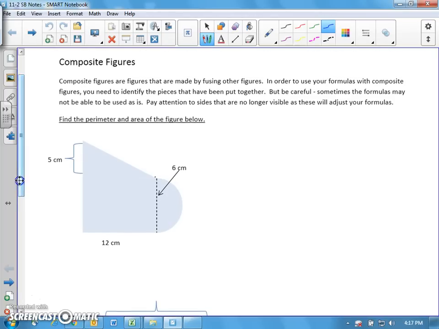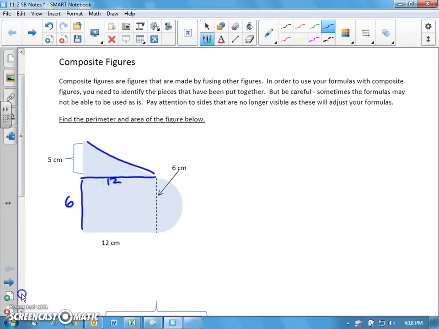What we're seeing is we have a triangle on top of a rectangle with half of a circle stuck on the end. We're asked to find the perimeter and area, so let's start by figuring out everything we need for perimeter. Perimeter is the distance around the outside, which means we're going to need this length and this length as well as the ones that we're seeing. So based on this dotted line here being 6, we can see that this one's going to be 6. The 12 is going to carry over up here.